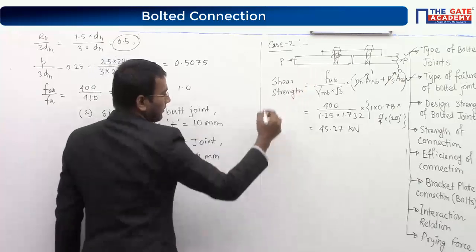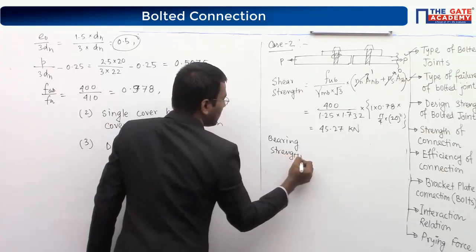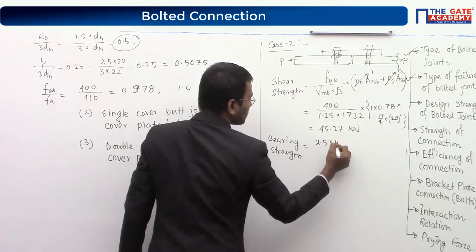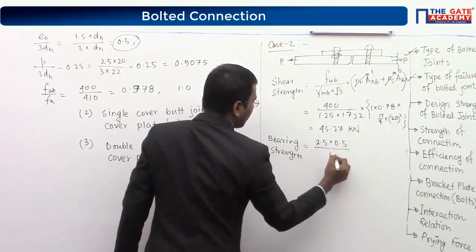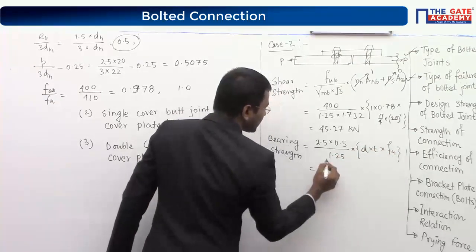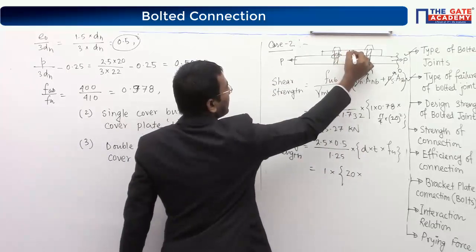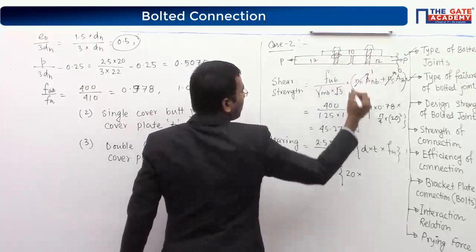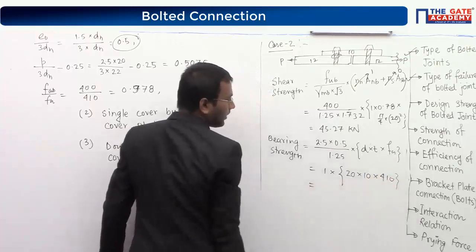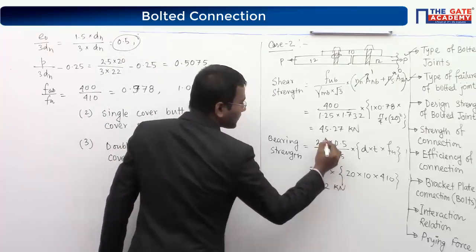Shear strength is done. Bearing strength. So bearing strength I can find out again, which is equal to 2.5 into k_b 0.5 divided by gamma_mb 1.25 multiplied by d into t into f_u, right? This is getting cancelled. So 1 multiplied by d 20, t. T is nothing but what? The cover plate is 10 mm, main plates 12 mm, 12 mm. So the cover plate will be taken as 10 multiplied by f_u 410. So it will be 200 multiplied by 41. So 41 into 2, 82 kilonewton. So this is your 45.27, 82.